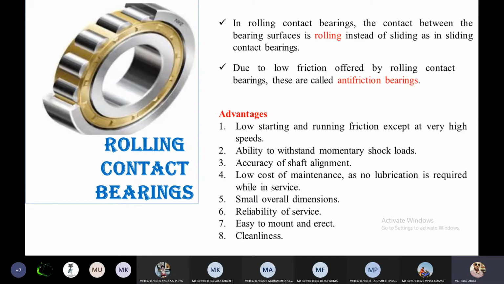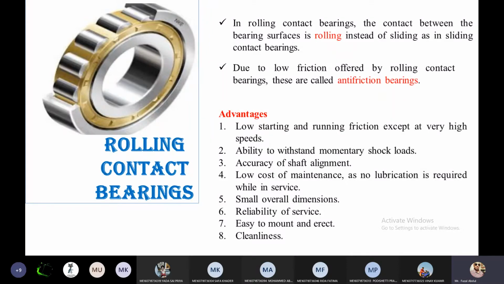So that's the reason the friction is neglected here. Whatever friction you observed in the sliding contact bearing, the total friction is eliminated here. So that's the reason the bearing is named anti-frictional.